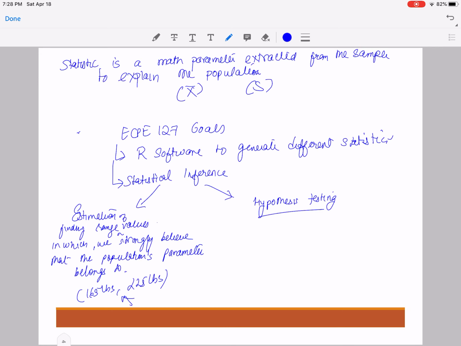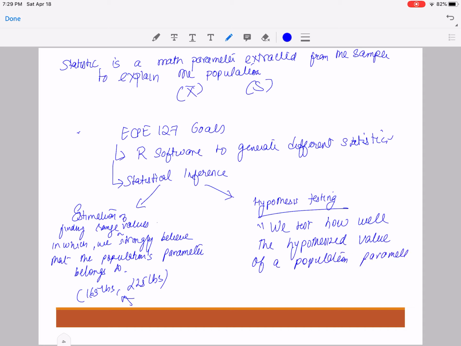The next one is hypothesis testing. Hypothesis testing can be defined as follows. We test how well the hypothesized value of a population parameter actually describes the population.